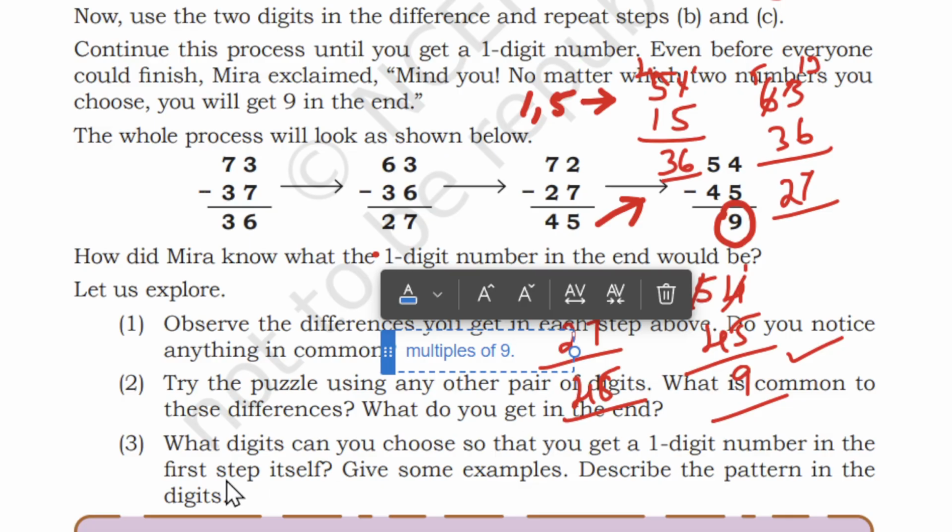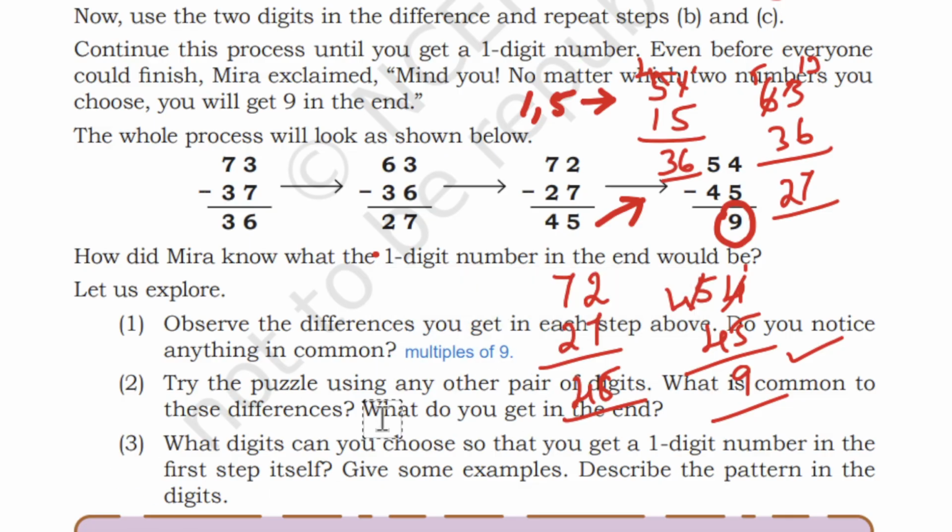Okay, next. Try the puzzle using any other pair of digits. What is common to these differences? Okay, so we already tried using 1 and 5. You can also try with other digits and see what you're getting. You will get the multiples of 9 only.